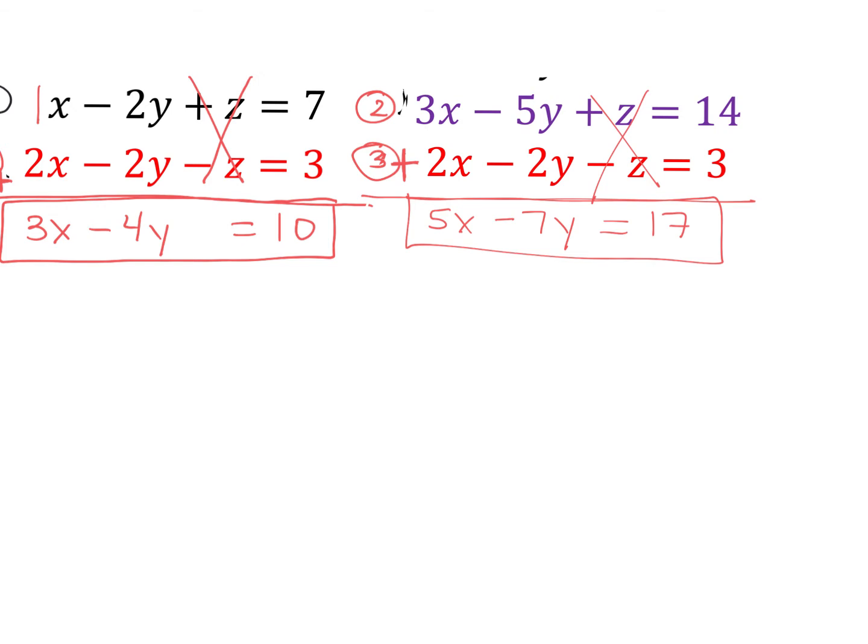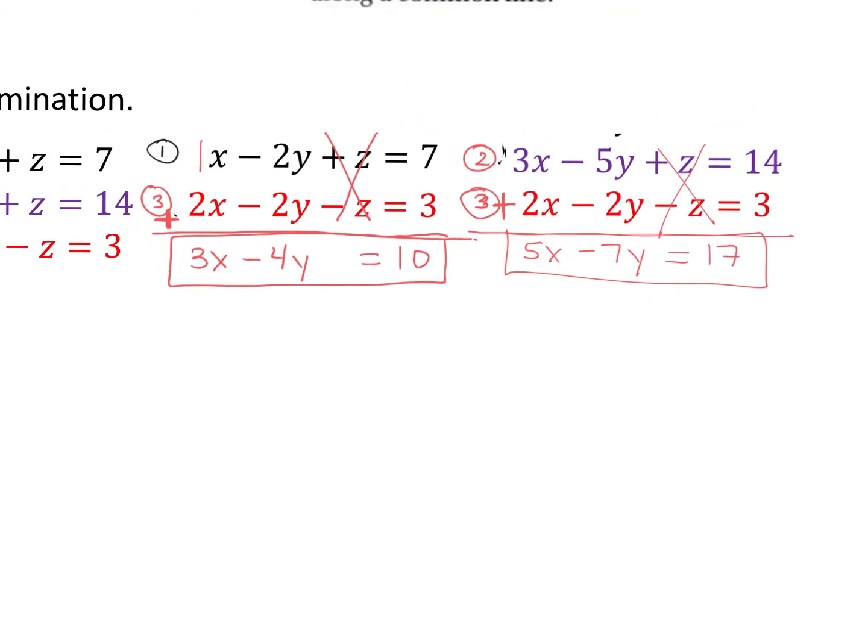Now you're looking at a system that has two variables, and you guys know how to do that, right? Now we're taking the ones we just got. So take a copy of 3x minus 4y equals 10, and take a copy of 5x minus 7y equals 17 and stack them. Now we're going to do elimination with that. How do we eliminate here? You could multiply by a fraction. We're not going to. We're going to keep it a little more simple than that.